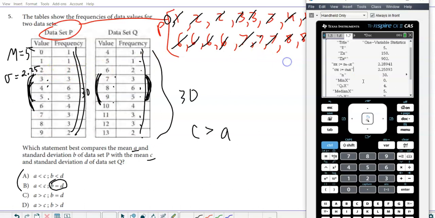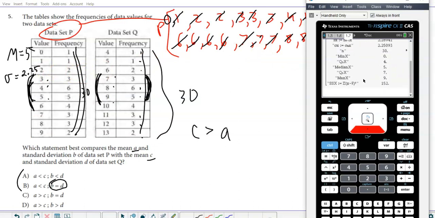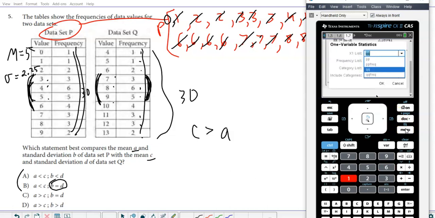Okay, if we redo, whoops, go back to the calculator and do this again. So menu 611, one list. We call this one QQ. I'm just going to use the original frequency list because it's the same.